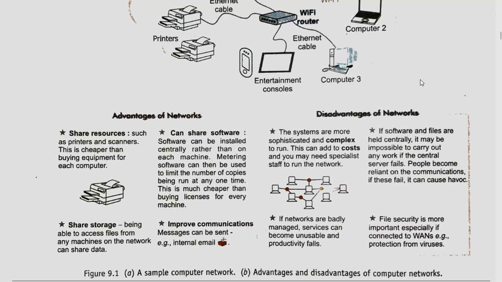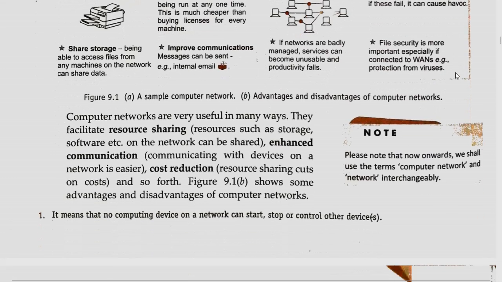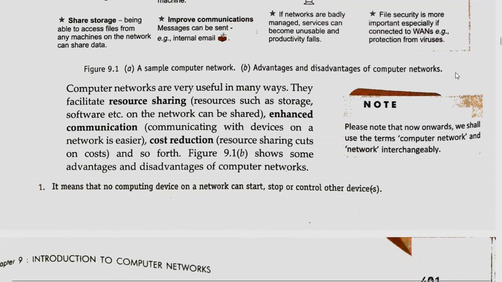Now let's see. Computer networks are very useful in many ways. They facilitate resource sharing. Resources such as storage and software on the network can be shared. They also enhance communication, reduce cost, and so forth. Basically, you can say the computer network has the upper hand in advantages, because compared to the disadvantages there are many promising advantages of the network. That's why obviously we are going to use it.